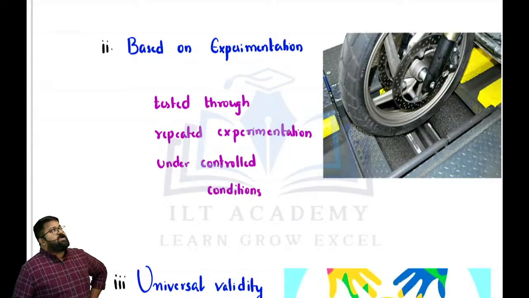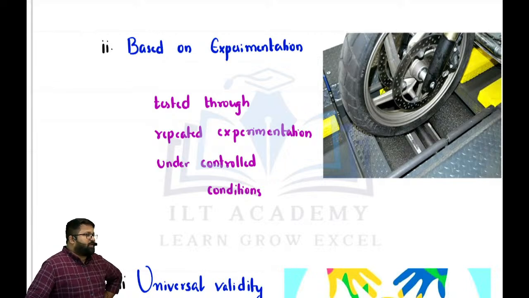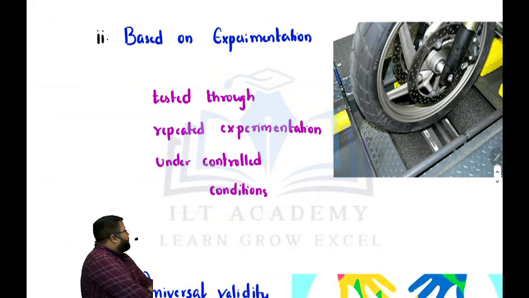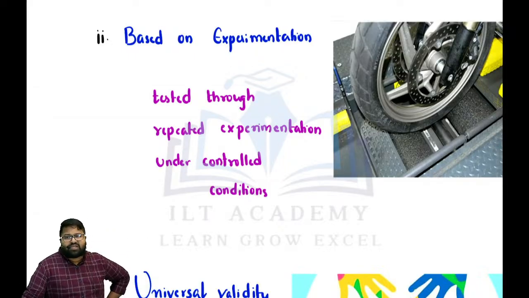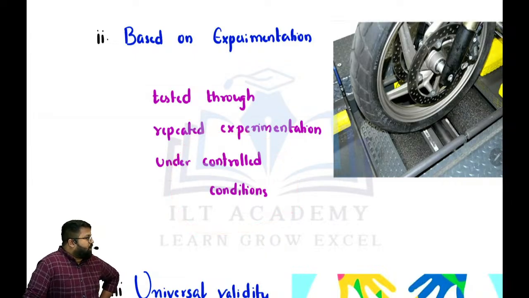In the case of science, the most important second aspect is that everything we get, we get only through experiments. If the experiment is successful, we implement it again. Okay, that's a point there. So the sentence is what, ma? Tested through repeated experimentations under what type of environment? Controlled conditions, that is, an artificial environment.